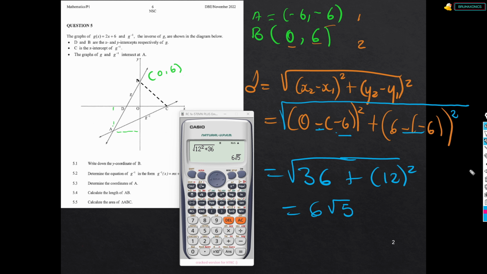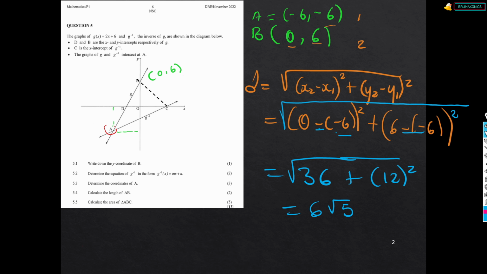So we now know the length of AB, and the length of AB will be 6 square root of 5. So we can go back and write the answer maybe here and say AB, from this point to this point, we have the length that is 6 square root of 5.